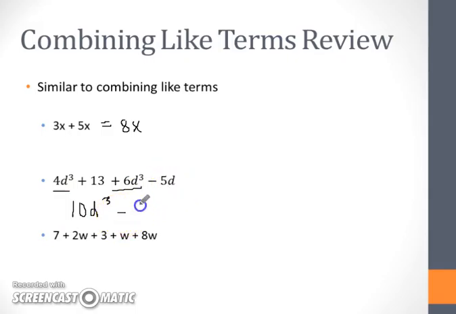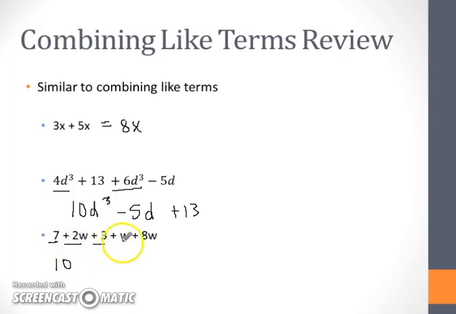And then we have a minus 5d and a plus 13. We can't combine these two together because the variables don't match. One tip: always make sure you look in front of the variable that you're wanting to add. This one was adding 6d cubed, so make sure that you add it. If this were 4d cubed minus 6d cubed, make sure that you keep that subtraction with that 6.